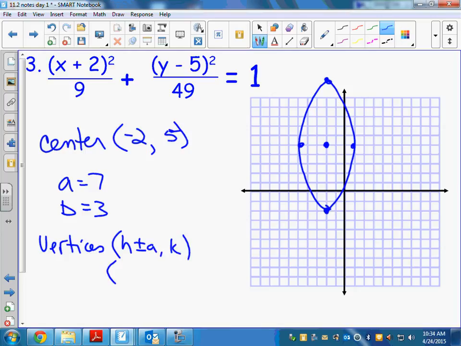So we could say this is -2 plus or minus 7, comma 5. So -2 plus 7 is 5, 5. And negative 2 minus 7 is negative 9, 5. Is that right? No. So what's the first? No, don't write that down, kids.